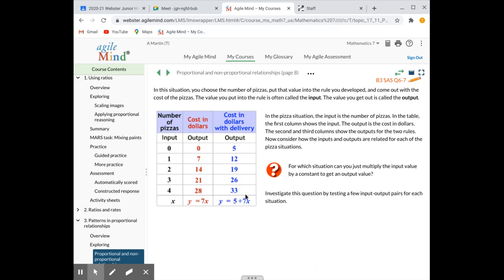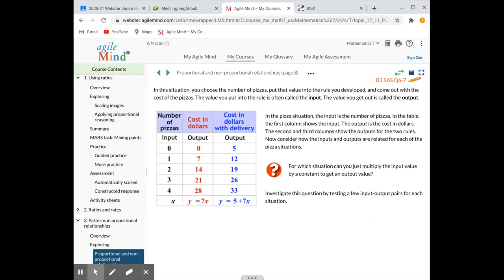Add $5. We're having to add $5. Correct. So the question stated, for which situation can you just multiply the input value by the constant to get an output? Which one was it? It was red. Good job. All right. So it says, investigate this question by testing a few input-output pairs for the situation. Did we just do that? Yeah, we did.